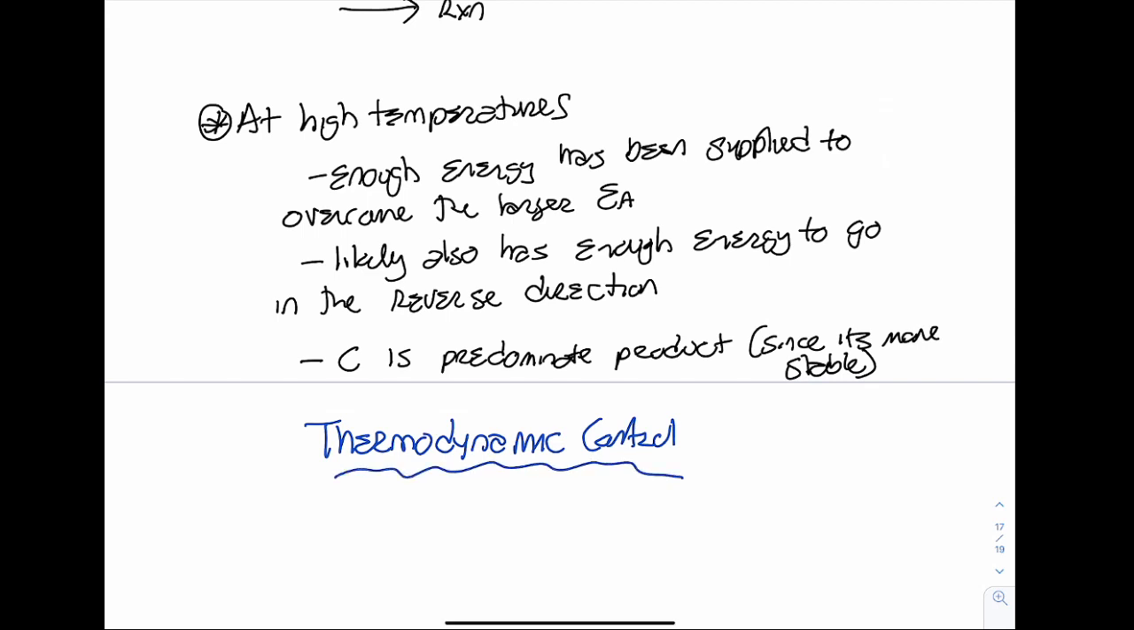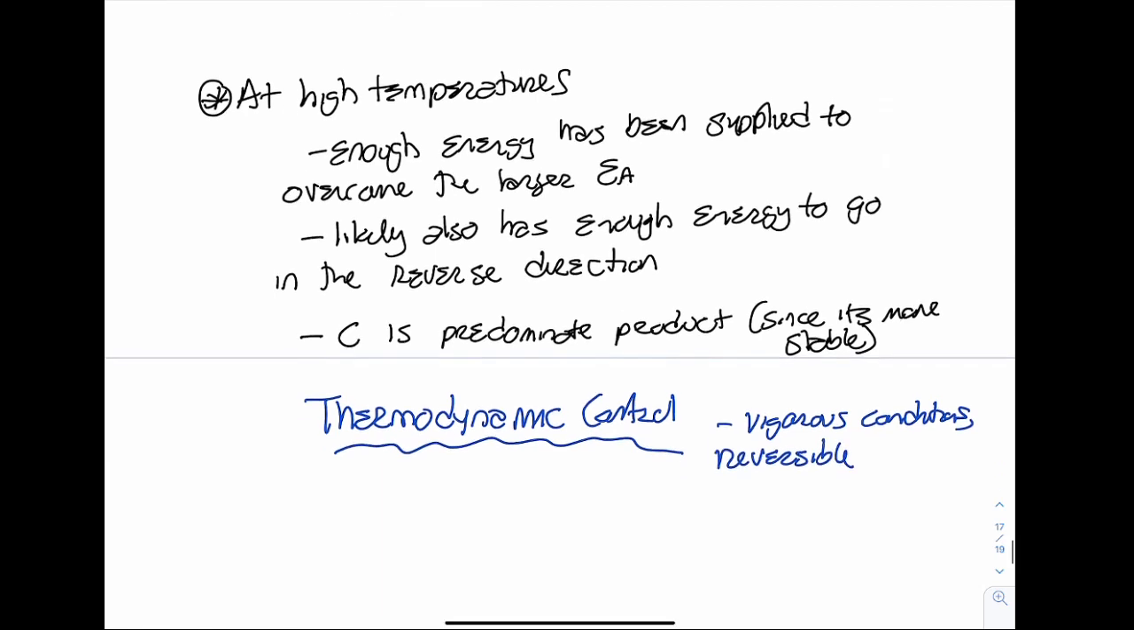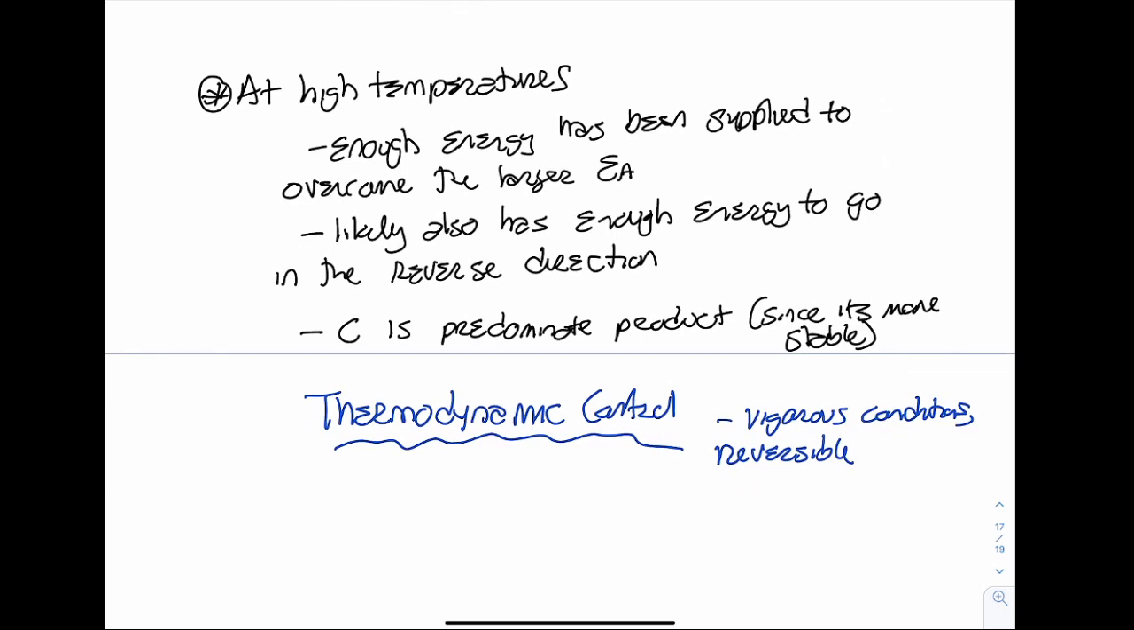So vigorous conditions, so high temperatures, that sort of thing, they tend to be reversible, and the major product is generally the more stable product. So vigorous conditions, so we're adding heat to it, tends to be reversible. The way I drew it, the forward direction is the favored one, but it can go in both directions. And the major product is the more stable product.